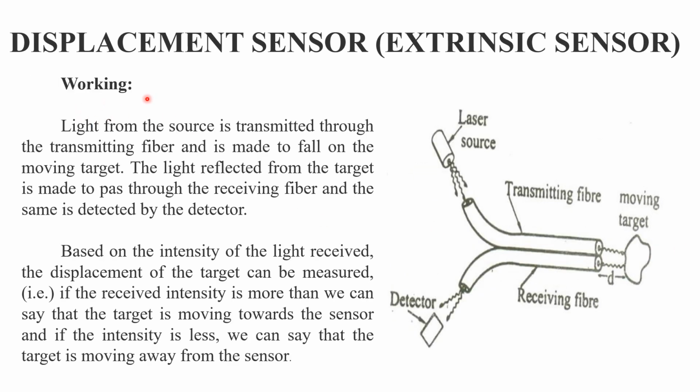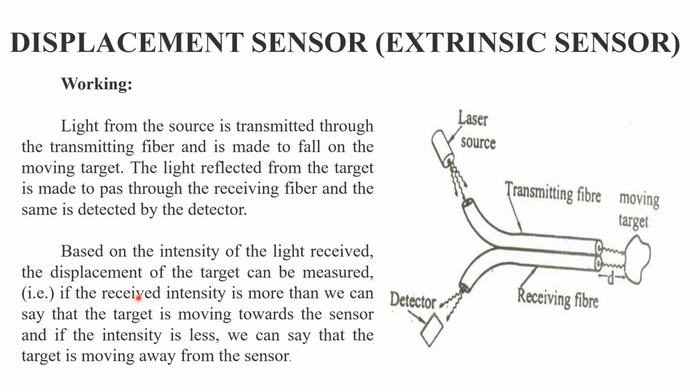Now let us see about the working. Light from the light source is transmitted through the transmitting fiber and made to fall onto the moving target. Then the light reflected from the moving target is made to pass through the receiving fiber, and the same is detected by the detector. So the light from the source is transmitted through the fiber, then it is incident on the moving target, then the light reflected from the moving target is received by the receiving fiber and then it is detected by the detector. Based on the intensity of the light received, the displacement of the target can be measured.